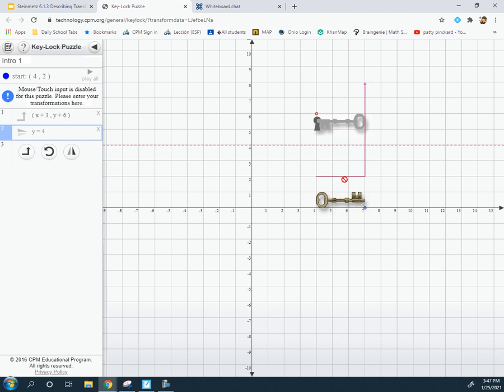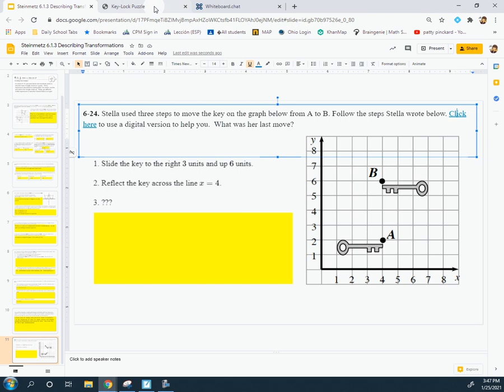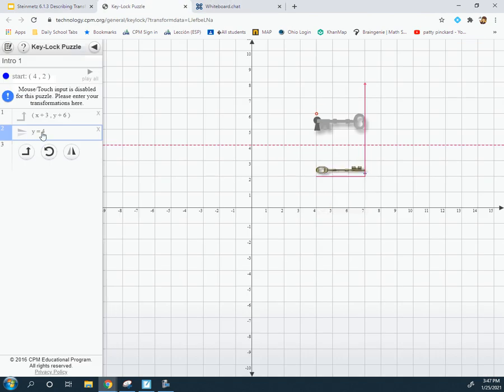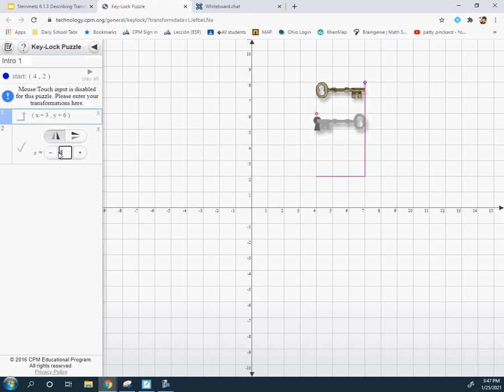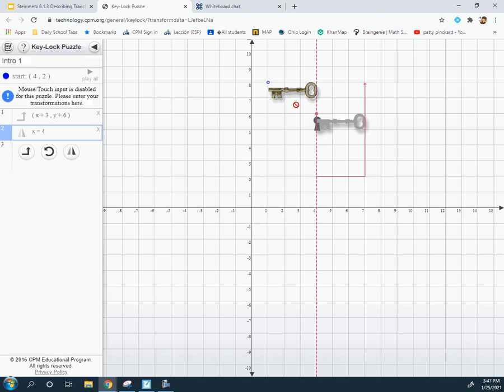Okay. So then what could she have done next? So reflect the key across line x equals 4, sorry. We've got to change this. x equals 4. All right. So then, her last one, we could say that she didn't rotate it, that she slid it again. She slid down 2 and 1, 2, 3 to the right.